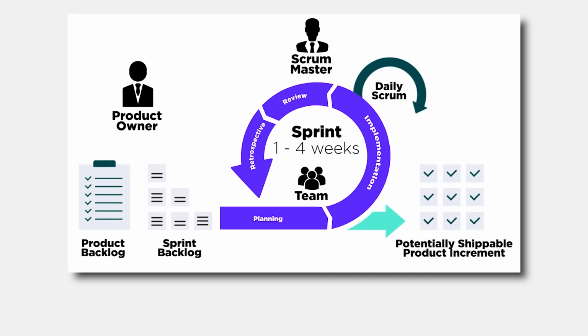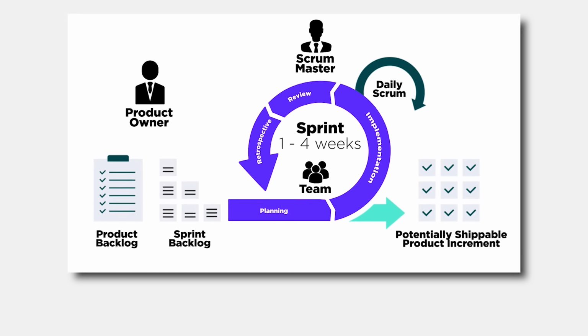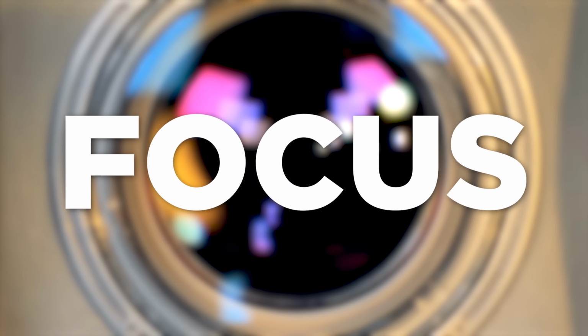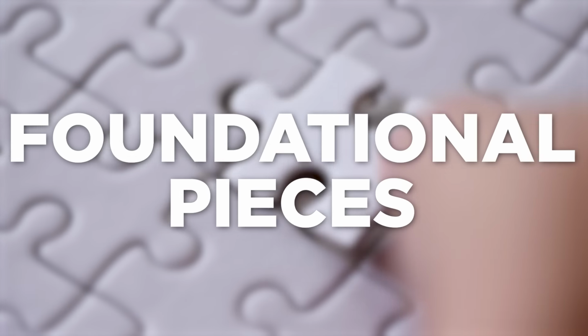FDD is also closely related to another Agile methodology, Scrum. These two Agile approaches can be used for complex problems, and they have plenty of similarities. But for now, let's look at the differences and how you can tell them apart. The main difference is focus. While FDD focuses on the features, Scrum focuses on delivery. The foundational pieces within FDD are also features, while Scrum relies on user stories and small client-valued functionalities.